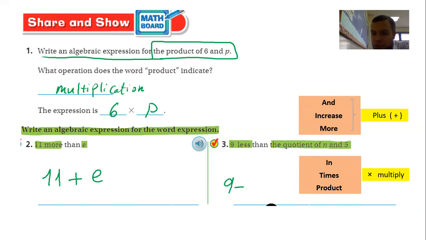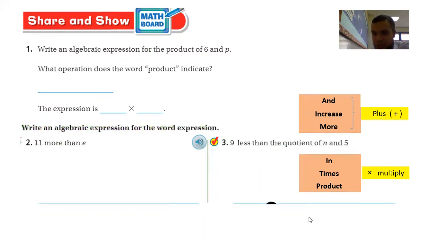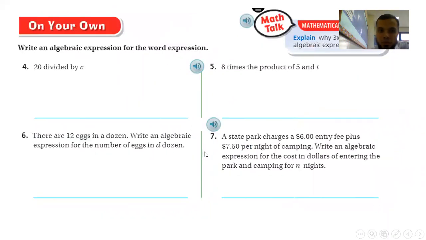The quotient here, do you remember the quotient word we have studied before? Yeah, the quotient means divide. Divide between two things, n and 5. Let's put it inside brackets to translate perfectly. So 9 less than the answer from the quotient. 9 less than the quotient of n and 5. Do you understand it? I hope so.